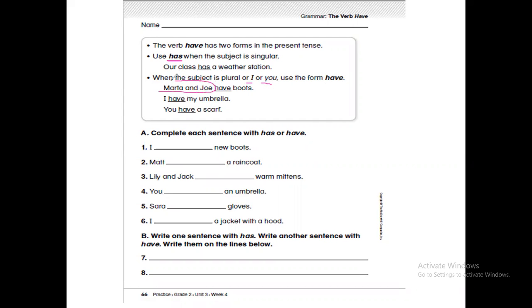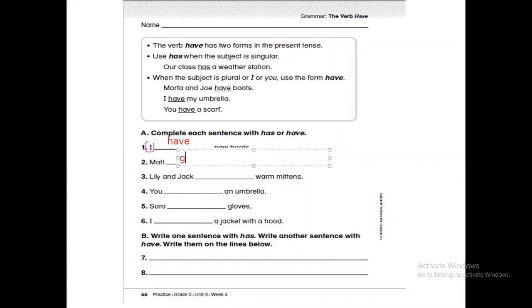Marta and Joe, there are two persons. So here we have a plural subject, have. I have. You have. Our class, it's singular, has. You understand? Complete the sentence with has or have. I, what should we use after I? Have. I have. Matt, I have new boots. Matt is a singular noun or a singular subject.